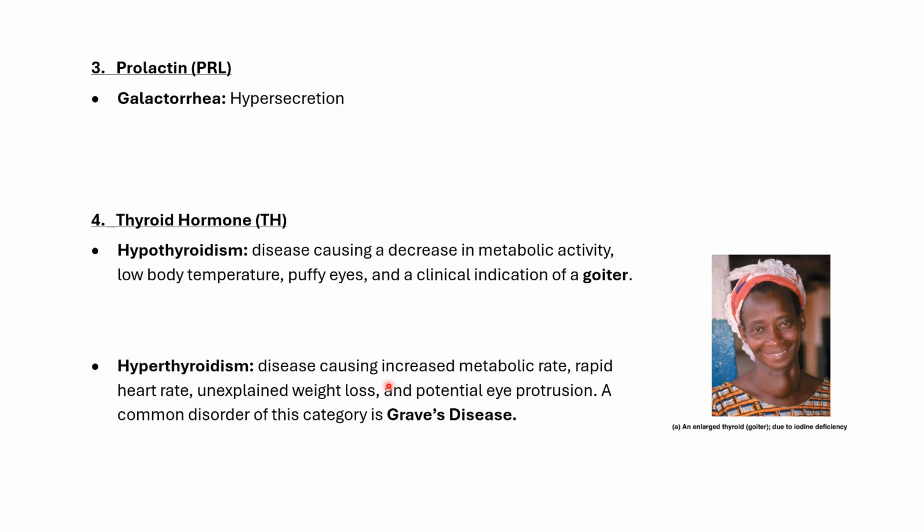In hyperthyroidism, there is increased metabolic rate, and also there is increased heart rate. There is unexplained weight loss, and these people have protruded eyes, known as exophthalmos. The eyes are very prominent and protruding. And a common disorder which comes under hyperthyroidism is known as Graves' disease.